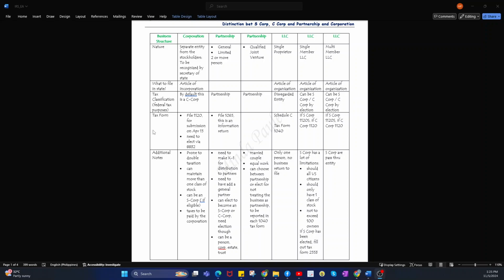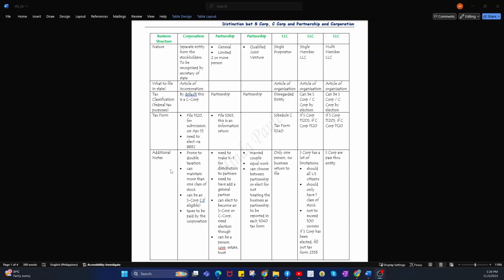In terms of tax form, if it's a C Corp, you file as a C Corp, and if you had elected it via 8832, then you need to file Form 1120, to be submitted on April 15. The corporation itself is liable to pay its own tax. And in terms of distributing the dividends of this corporation, it's also taxable on the part of the stockholders. That's why corporation is prone to double taxation. You already tax the earnings of the corporation, and once it's distributed to the stockholders, there's another tax to be paid by the stockholders.